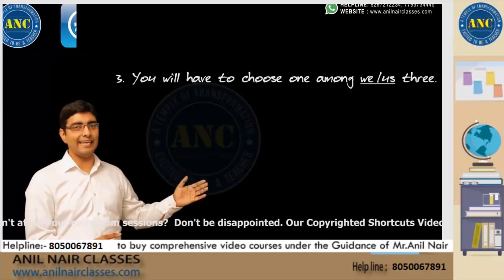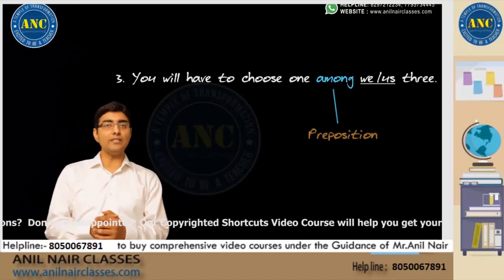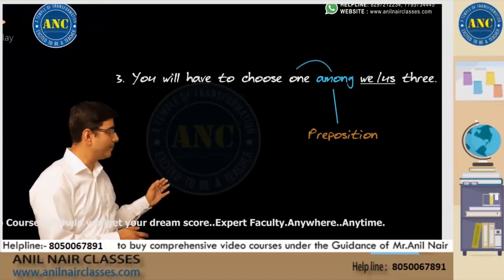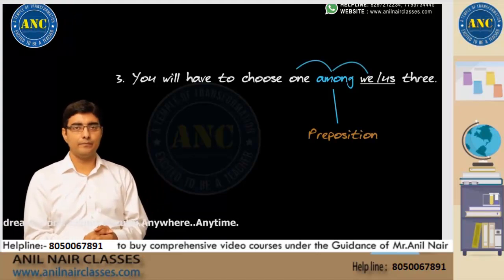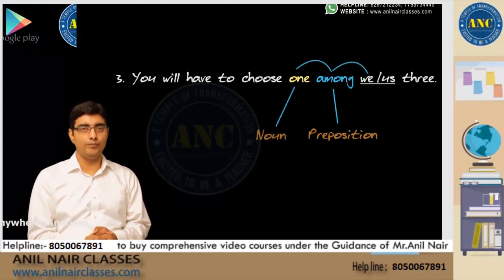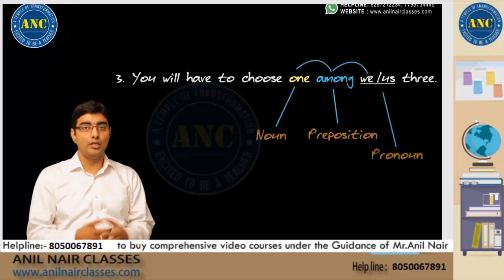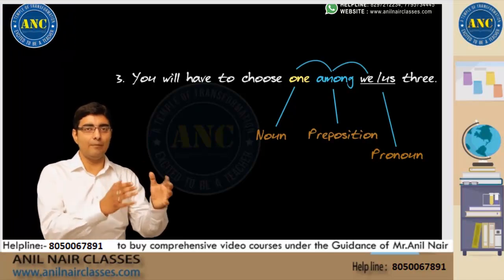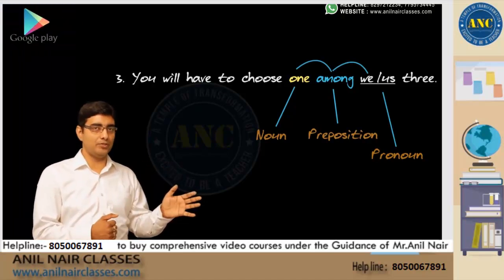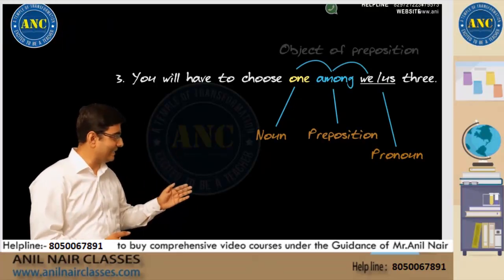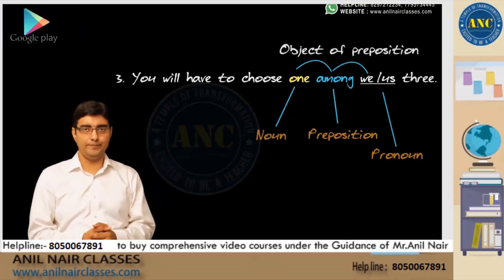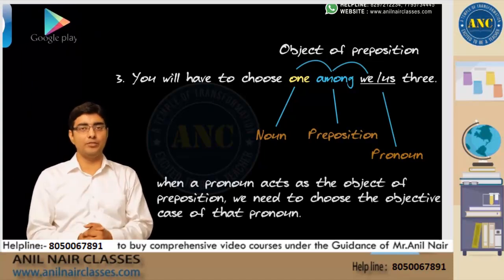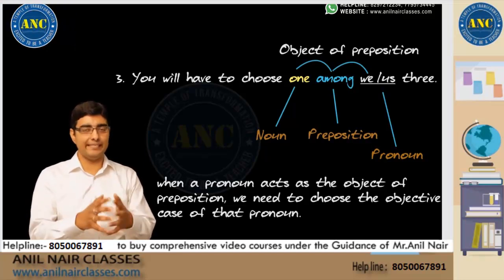Among here is acting as a preposition. That is because among is giving you the relationship between one and we or us. And one is a noun and we or us is a pronoun. So a preposition, you remember, gives us the relationship between a noun or pronoun and something else. So if among is a preposition, we or us is acting as the object of this preposition. And hence, whenever a pronoun acts as the object of a preposition, you should choose the objective case and not the subjective case.